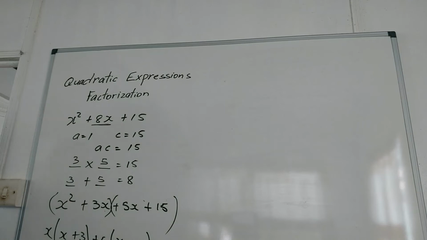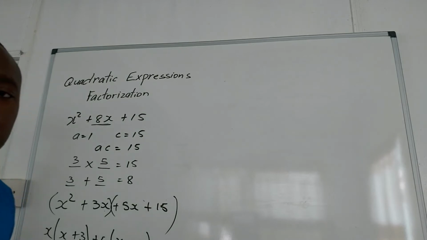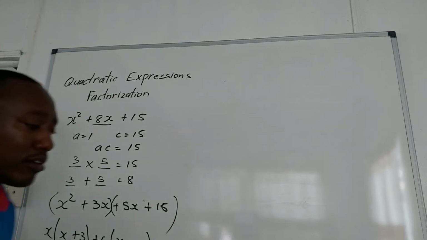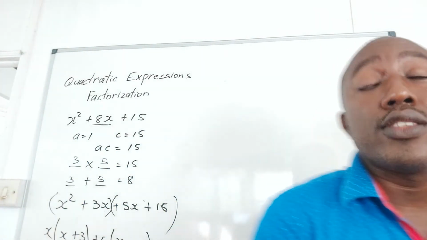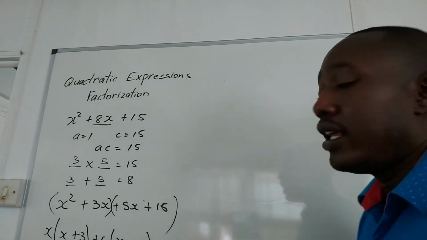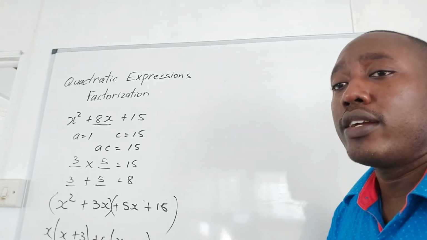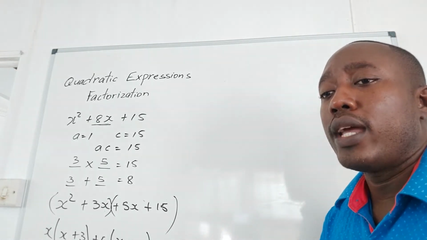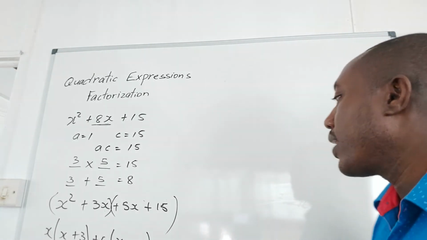Now, what we observe is that our two brackets are the same. Once our two brackets are the same, we know that we're going on the right track. If they're not the same, we have to recheck our answer.